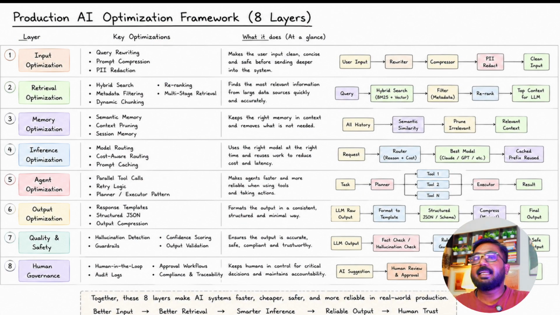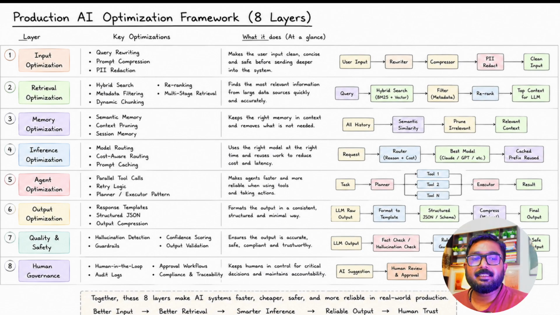And these are the different 8 layers that we will talk about. Layer 1 is about what types of optimization are available. The first one is input optimization, the second is retrieval optimization. Input is whatever we are giving to the LLM. Retrieval is whatever we are taking from, let's say, our RAG, our databases, Elasticsearch, or Pinecone.